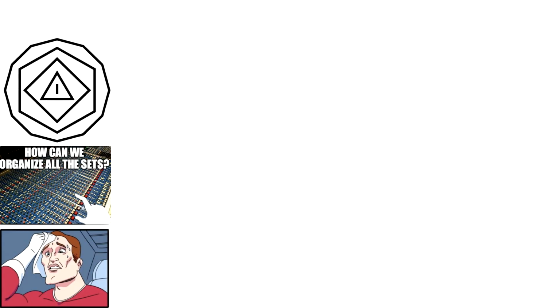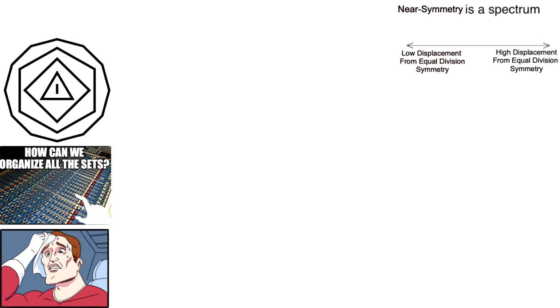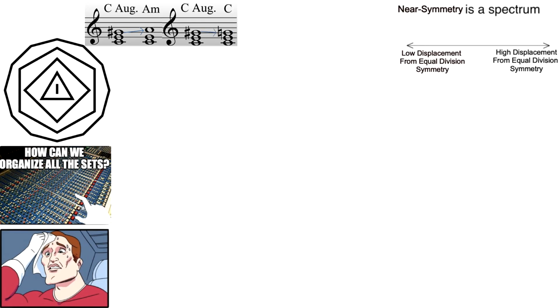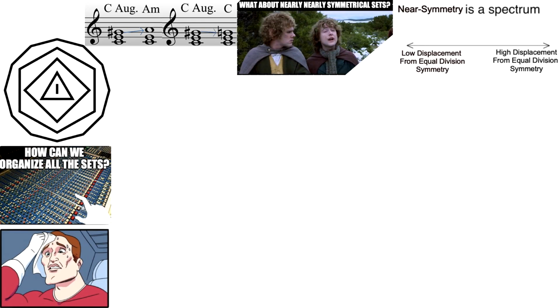There are so many sets we haven't mentioned, and yet every set can be thought of as either an equal division of the octave or somewhere on the spectrum of near symmetry, a certain number of semitones removed from perfect symmetry. We call major and minor triads nearly symmetrical for being one semitone away from the augmented chord, but what about nearly symmetric sets that are two semitones away from the augmented chord?